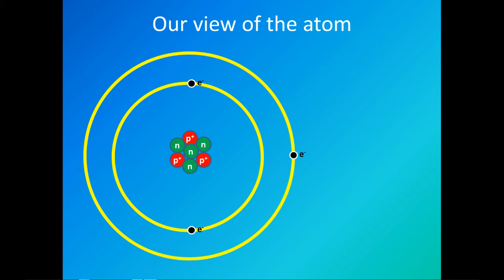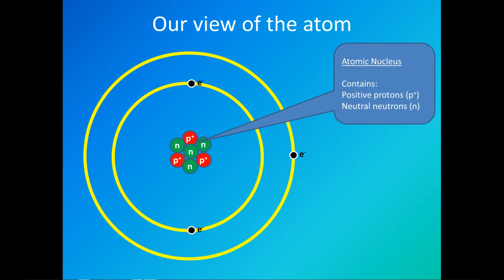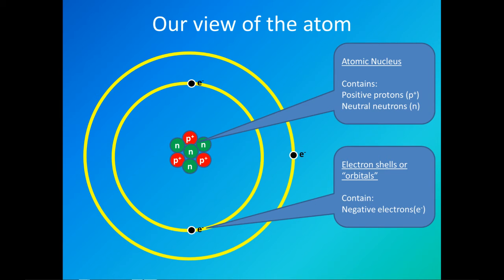So our current view of the atom, we have an atomic nucleus at the centre, and that is made up from positively charged protons and neutral, uncharged neutrons. Okay, so this one has 3 protons and 4 neutrons. And round the outside in our electron shells or electron orbitals, we have negative electrons. And in a regular atom, if it doesn't have any overall charge, you'll have the same number of electrons as you do protons. So here we've got 3 protons, so we've got 3 electrons.